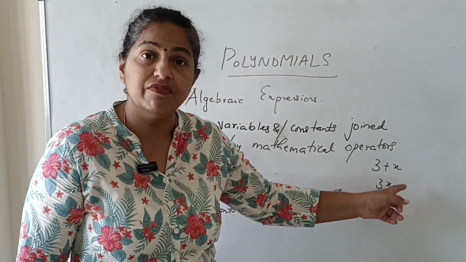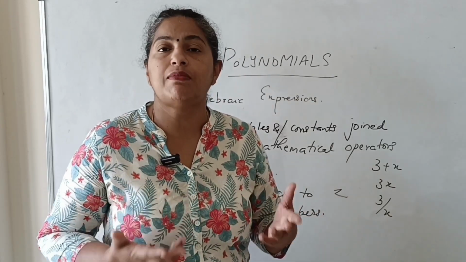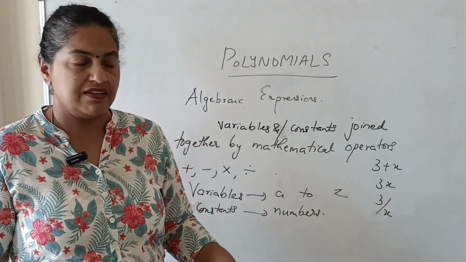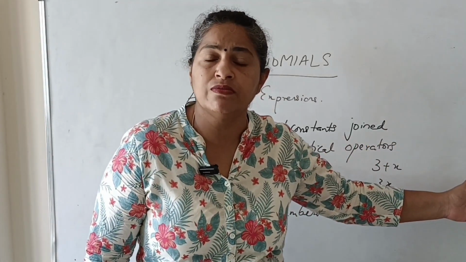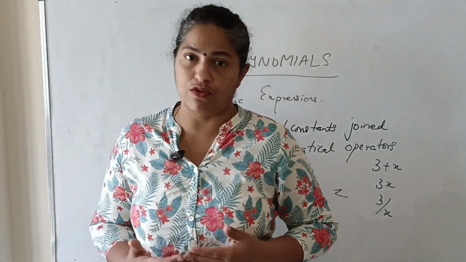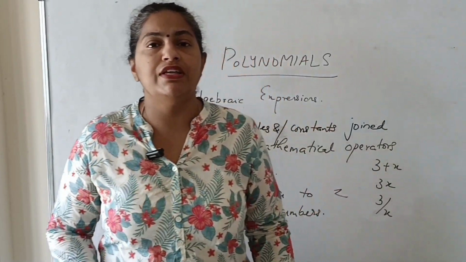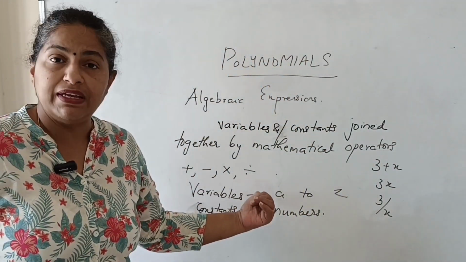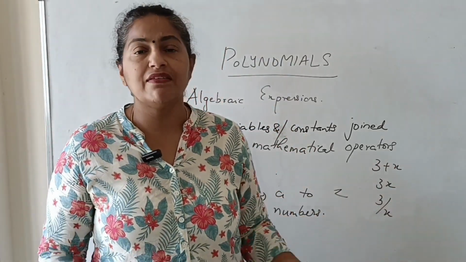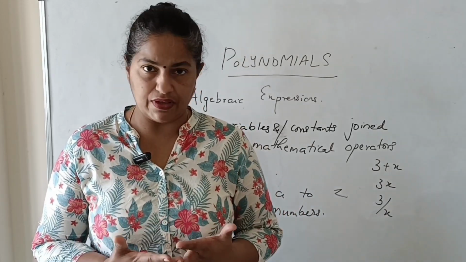So I have 3 plus x, which is an algebraic expression. I have 3 into x, which is also an algebraic expression. 3 minus x, or x minus 3, or 3 by x. All these are algebraic expressions, and we can have as many terms and as many variables as we want. So 3 plus x plus 5 plus z is an algebraic expression. So any combination of numbers and variables which are joined by these mathematical operators forms an algebraic expression. Now in the case of 3 by x, the only condition is that x cannot be equal to 0, because the denominator obviously cannot be 0.